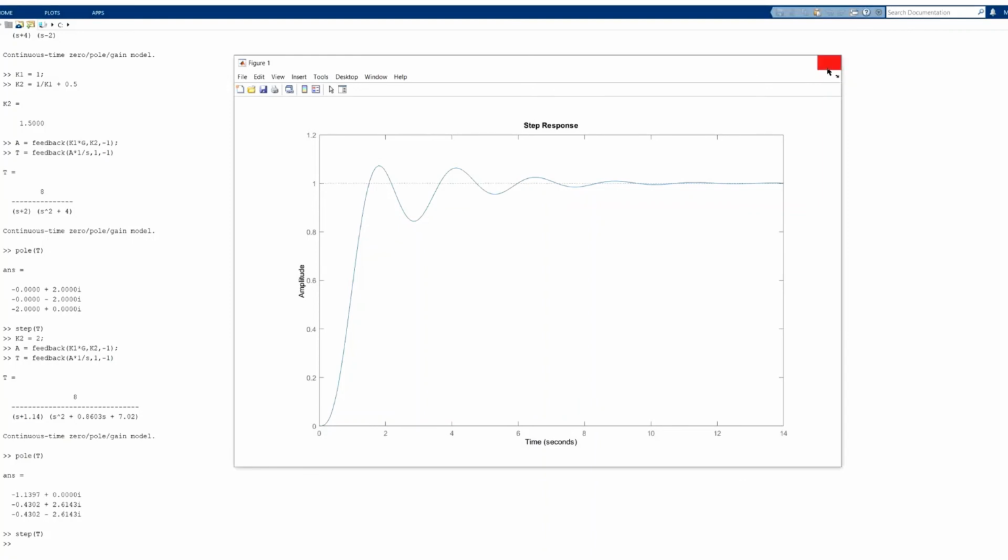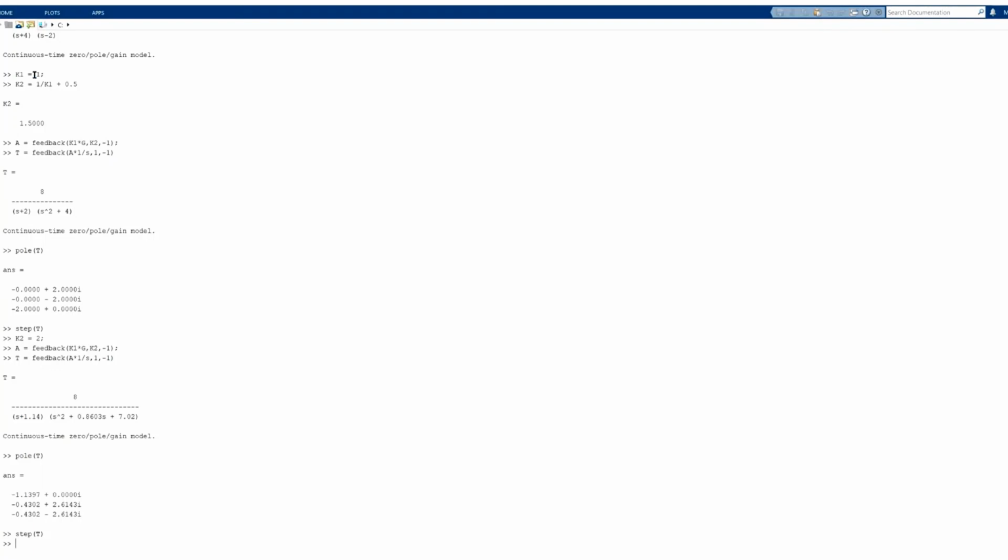If I make, for example, K1 negative, I will also have an unstable system for sure, because then K2 will never make the system stable, since I also need K1 to be larger than 1.